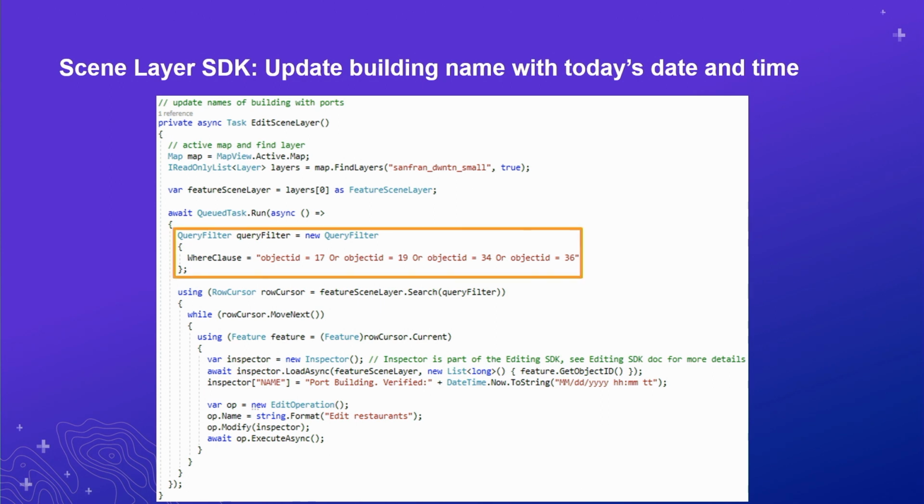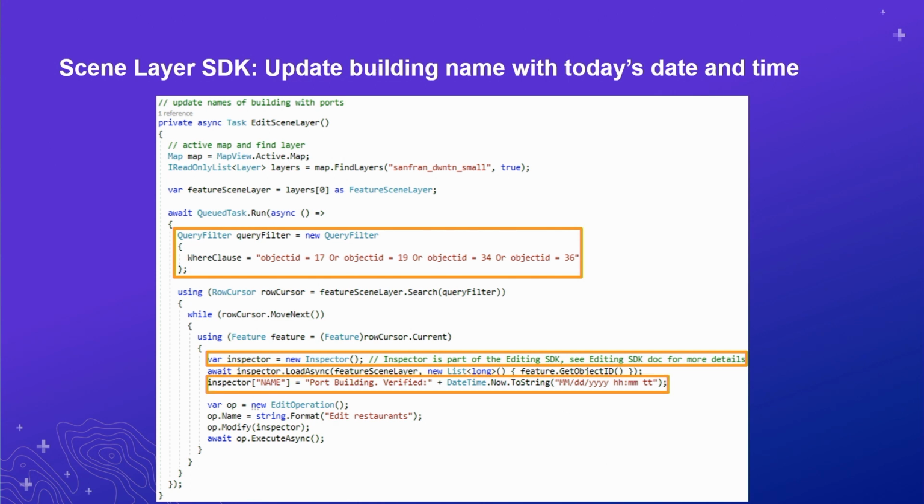We create the query filter as we did in the previous example. In order to update the building name, we need to access functions in the editing SDK with a tool called Inspector. This is all documented as part of the editing SDK. Next, we can update the name. We use an edit operation to modify our features. This means that if you are already familiar with using the editing SDK, we also know how to edit scene layers.